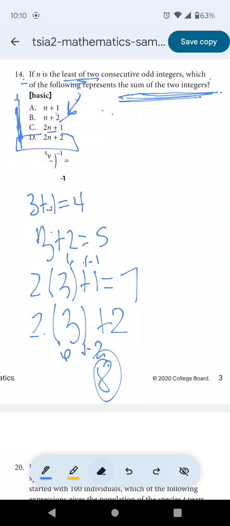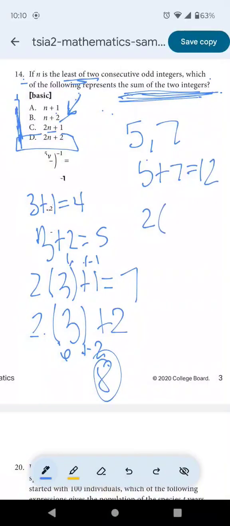But let's say I want to make sure that this is right. So what if I did 5 and 7? The sum of the two integers, 5 plus 7, is equal to 12. Let's test out 2 times, remember the smallest number is 5, so that's the one we're going to use, plus 2. 10 plus 2 equals 12. So we've checked it twice, which means that's going to give us the right answer.